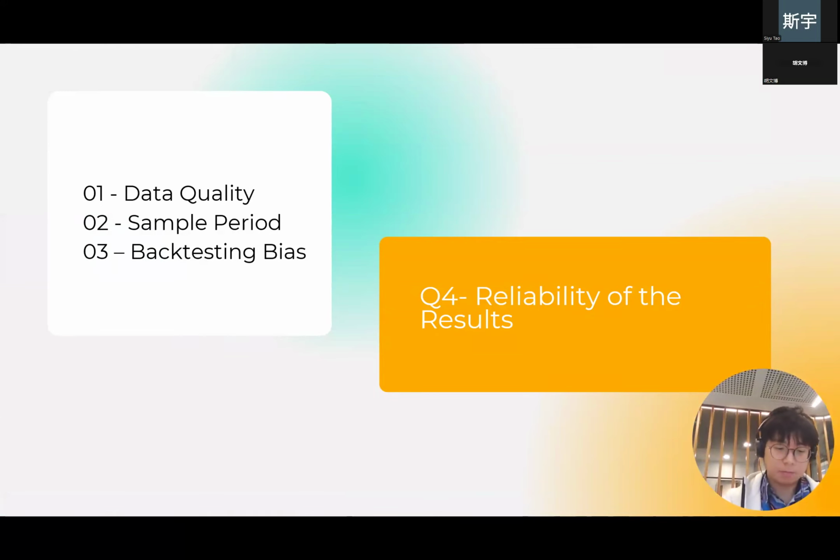So, question 4, reliability of the results. There are 3 parts to this question. First one is data quality. The accuracy and the completeness of the stock return data and the characteristic calculations are crucial. Missing or incorrect data can affect the results.